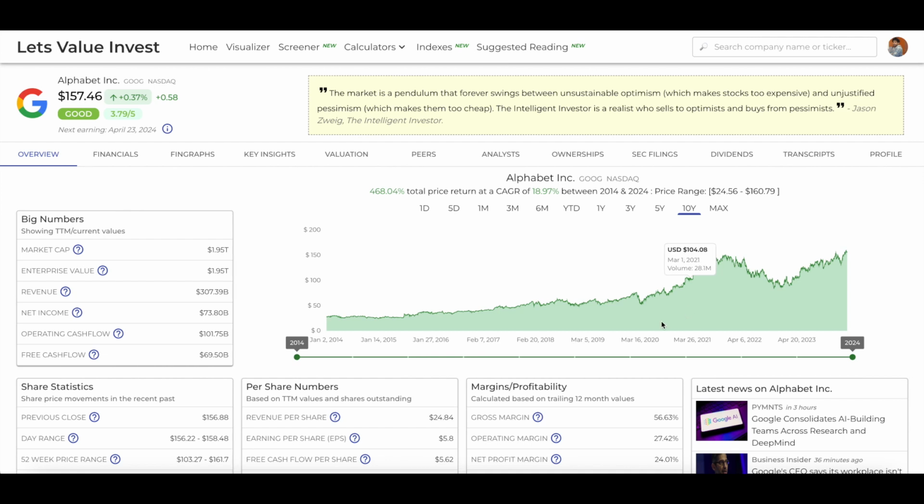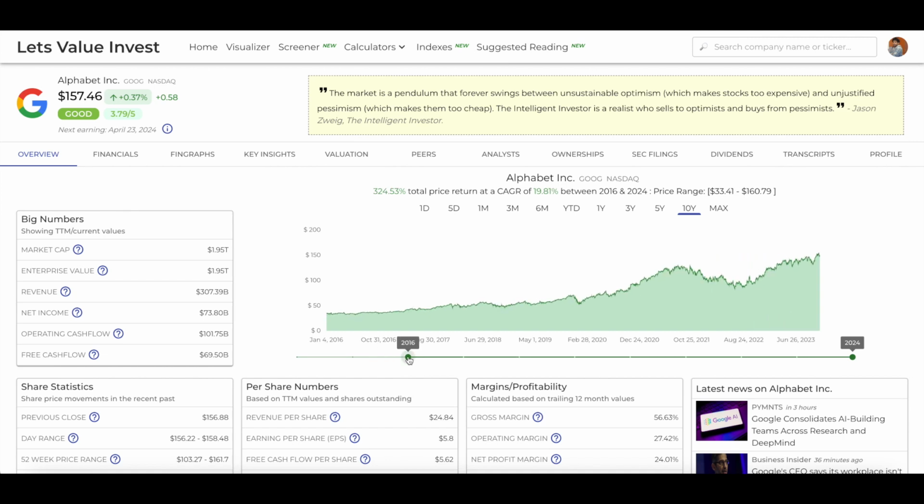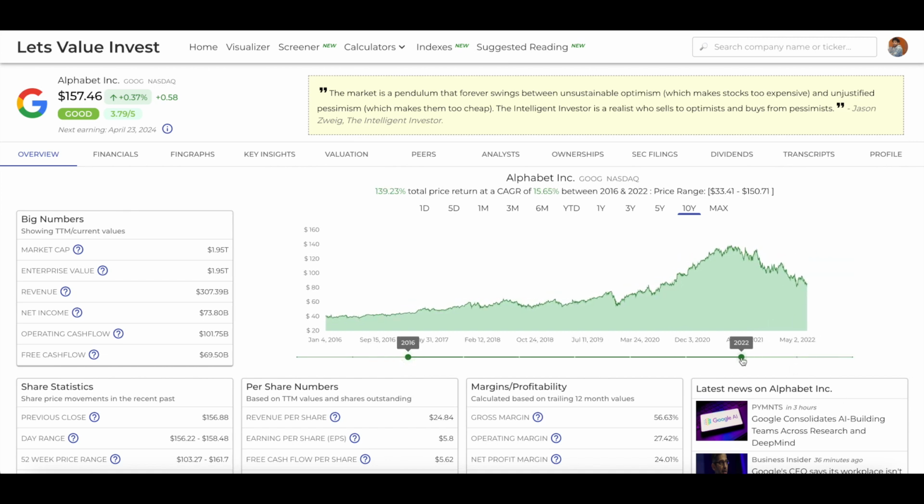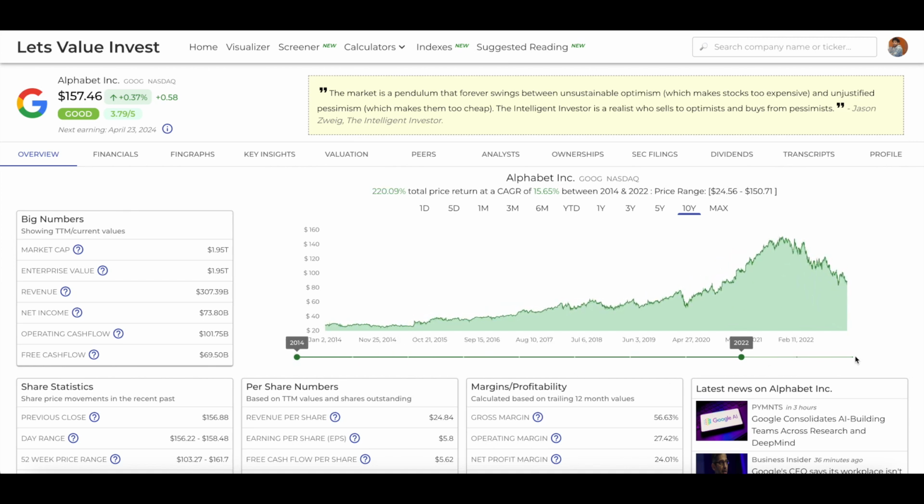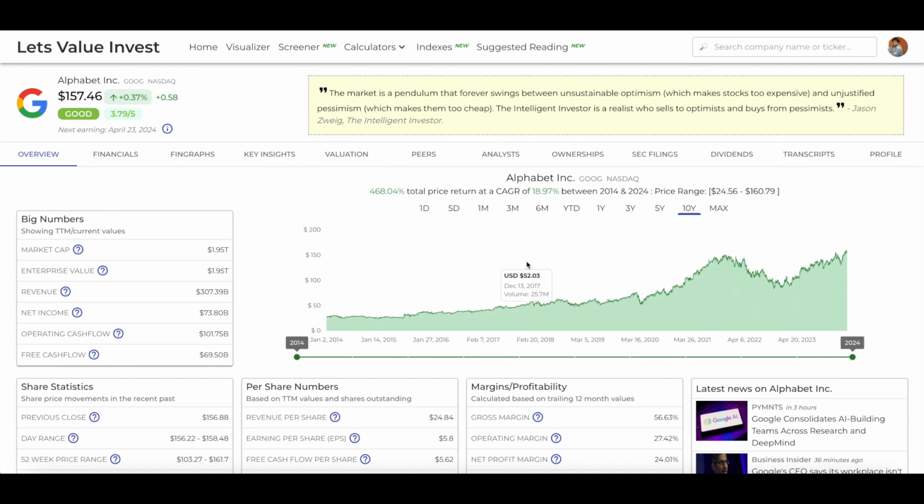Additionally, you can use this slider below to not only see the price graph between any 2 years, but also find the stock's total return as well as compounding rate during the interval. Isn't that powerful? Where have you seen this? Please let me know in the comments below.